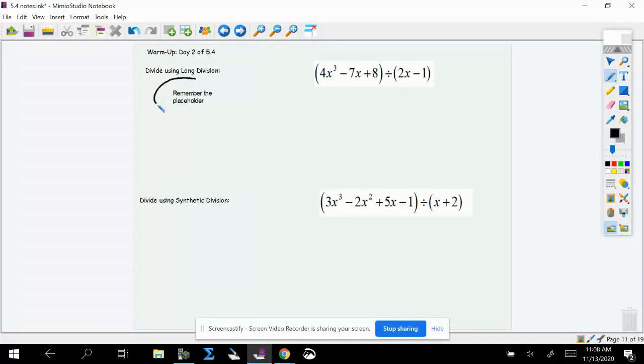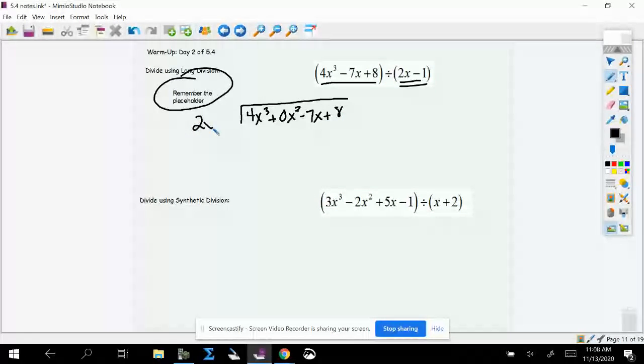So this one I say remember the placeholder, because if you look at this polynomial, it's missing the x squared term. So when you set up your division, you're going to have a 4x cubed, you're going to put a 0x squared, and then your minus 7x and plus 8. And then your divisor goes out front, the 2x minus 1. So I want to see what happens when I divide 4x cubed by 2x, or what I have to multiply 2x by to get it to be a 4x cubed. That's going to be a 2x squared, and I'm going to put it in the x squared column.